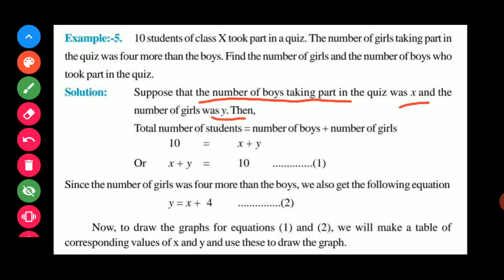Now make the equation. So 10 is equal to x plus y, so x plus y is equal to 10. Here y is equal to x plus 4. Both conditions are applied here, forming the two equations. Now we can draw the graph with the help of a table. So how can we form the table? Put the value of x and get the value of y.